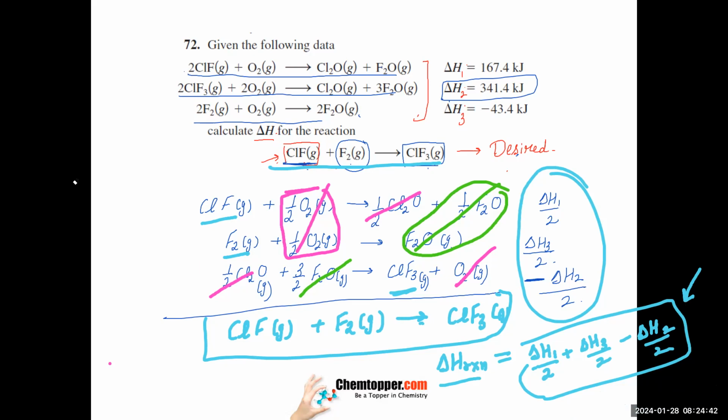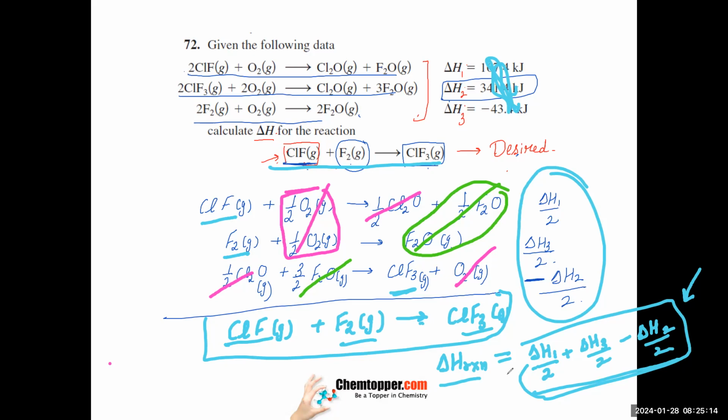So they can write options in terms of enthalpies rather than mathematically. Means they will not give you values. They will simply write H1, H2, H3 like this. You're going to add all the equations according to the moles you want in your equation, and you want it on the reactant side or on the product side accordingly.